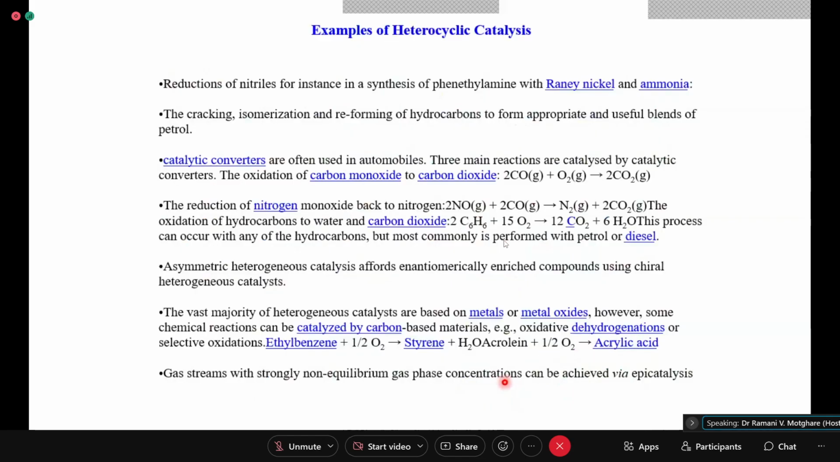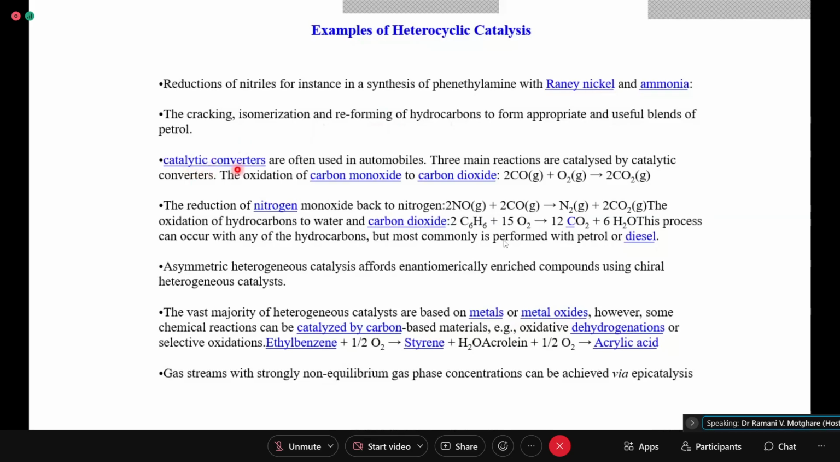Okay. Then examples of heterogeneous catalysis. Reductions of nitriles, for instance, in a synthesis of phenylethylamine with Raney nickel and ammonia. The cracking, isomerization, and reforming of hydrocarbon to form appropriate and useful blends of petrol. Okay, there you use a catalyst.